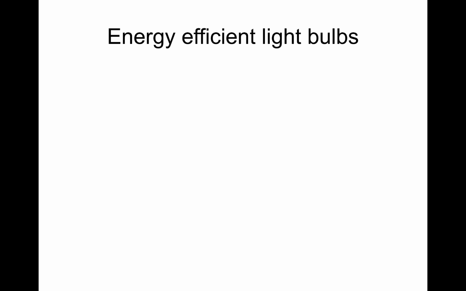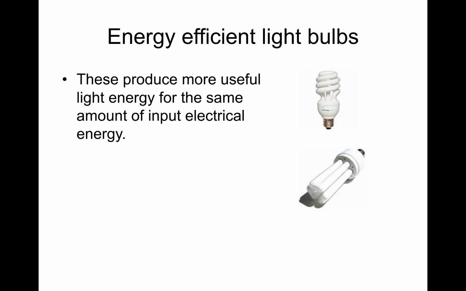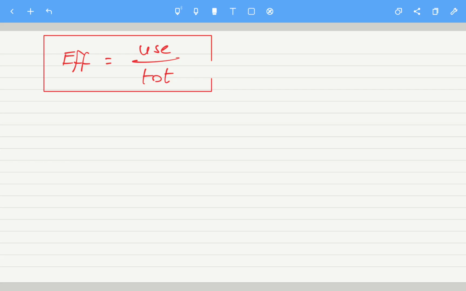Just a bit of extra information before we do some calculations. Energy efficient light bulbs, so these come up quite a lot in examinations. Compared to the old style halogen light bulbs, these produce more useful light energy for the same amount of electrical input energy. So they waste less energy as heat. So in essence, they use less electricity and less energy. So they're cheaper to run.